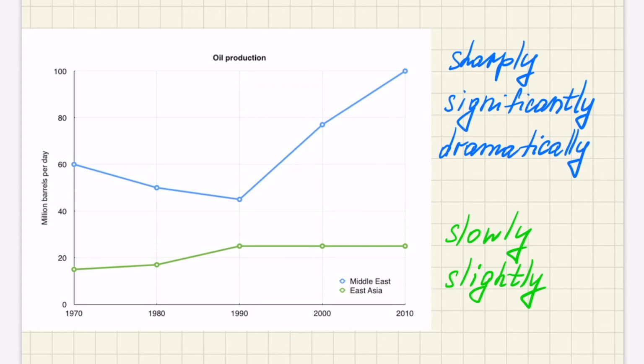Let's proceed with comparison. On the line graph, we have a blue line, which we can say sharply increases, significantly increases, and dramatically increases. In the case of this green line, we can say slowly or slightly, because it didn't change that much. It changed from, let's say, 18 to approximately 22. So we are going to use slowly and slightly in that case when we don't have that much change within this given period.